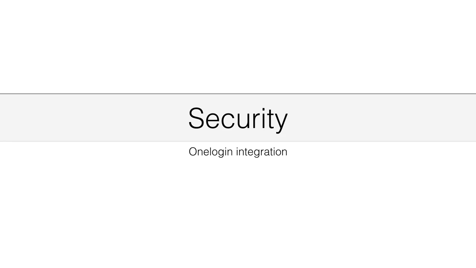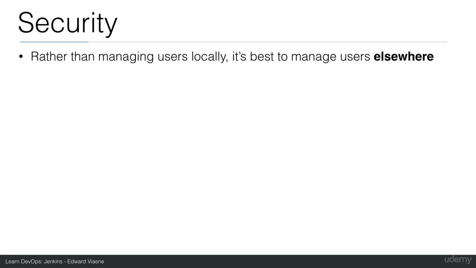Finally, let's talk about authentication, and I will be explaining a system called OneLogin here. Rather than managing users locally, it's best to manage users elsewhere in the system. You don't want to replicate the efforts that someone else already did, because most companies already have a user database. You don't want to recreate another one in Jenkins.